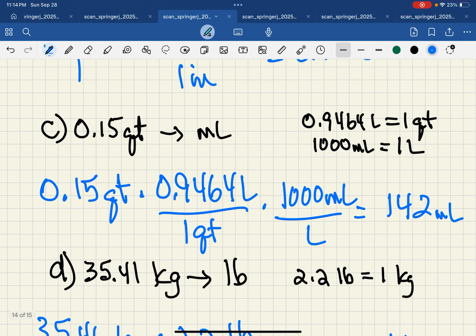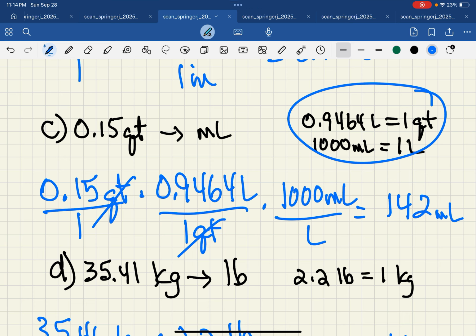0.15 quarts to milliliters. I've got these two conversion factors here. So 0.15 quarts times 0.9464 liters per quart. Quarts cancel. Times 1,000 milliliters per liter. Liters cancel. I end up with 142. 0.15 times 0.9464 times 1,000.